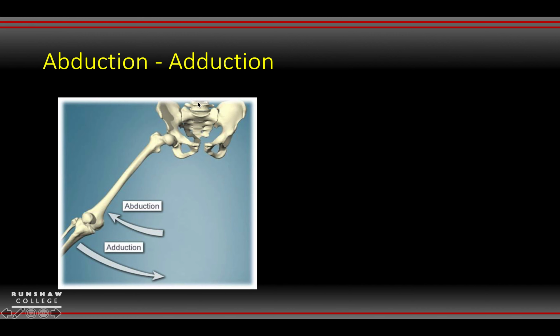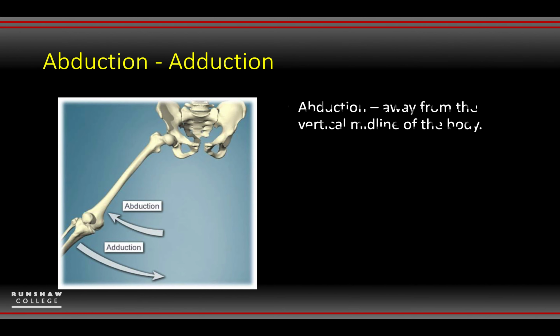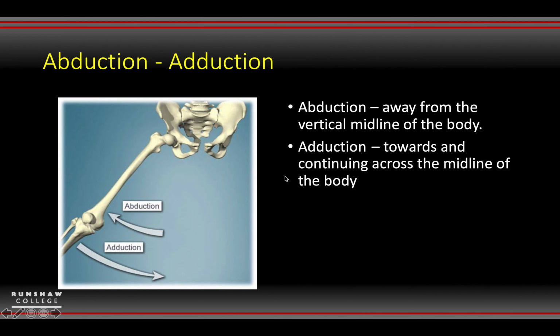Abduction, adduction, you've got to imagine your midline right down the middle of your body. So any joint that's bringing a bone towards the midline is adduction. Abduction is the opposite, and that is away from the body, so it's being abducted away from the midline. It's usually a side movement, whereas forwards and backwards is known as flexion and extension.